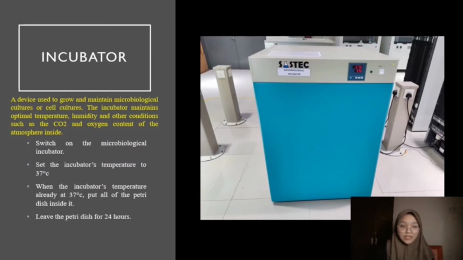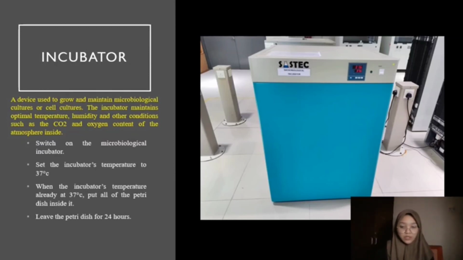Incubator is a device used to grow and maintain microbiological cultures or cell cultures. The incubator maintains optimal temperature, humidity, and other conditions, such as CO2 and oxygen content of the atmosphere inside. So, first step to use incubator is you need to switch on the microbiological incubator. Set the incubator's temperature to 37 degrees Celsius. And when the incubator's temperature is already at 37 degrees Celsius, put all of the petri dish inside it and leave the petri dish for 24 hours.